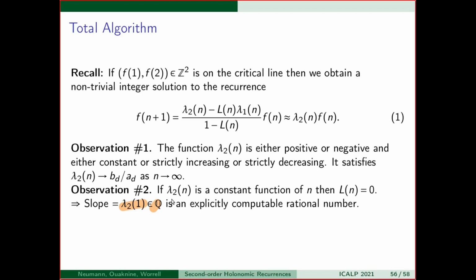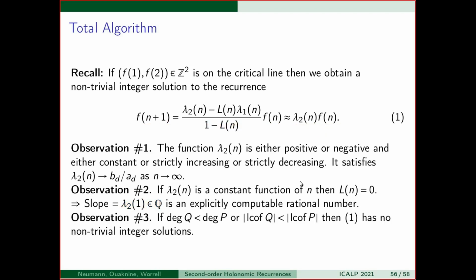The other type of instance where we get a total algorithm is when the slope of the line is guaranteed to be irrational. So when this recurrence does not have any non-trivial integer solutions. And the first observation that we make is a very simple one. If the degree of q is strictly smaller than the degree of p, or the leading coefficient of q is strictly smaller in magnitude than the leading coefficient of p, then we cannot have non-trivial integer solutions, because lambda 2 of n converges to bd divided by ad.